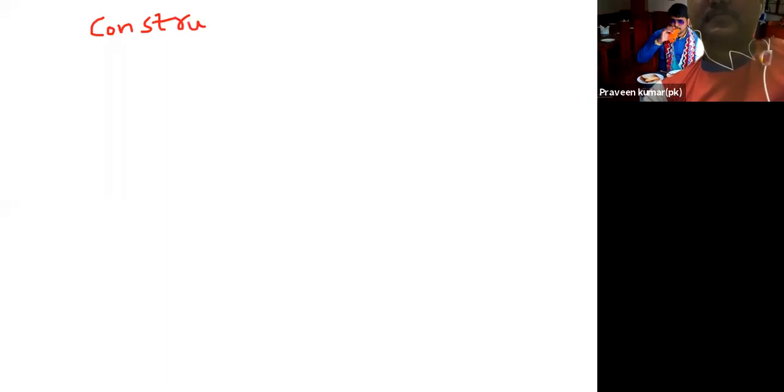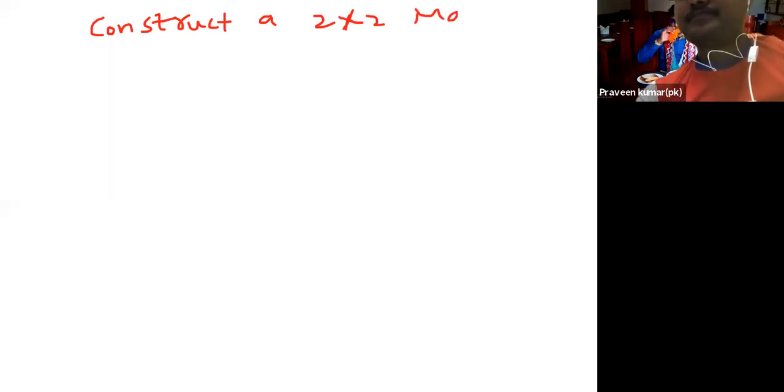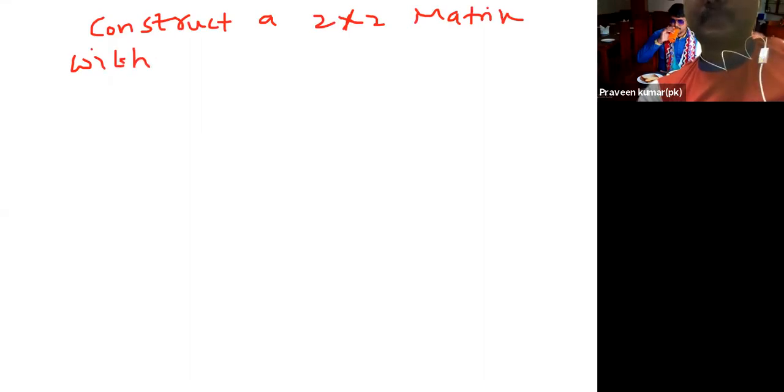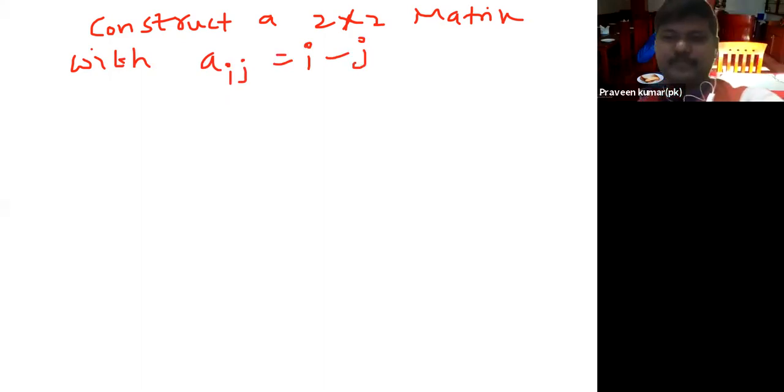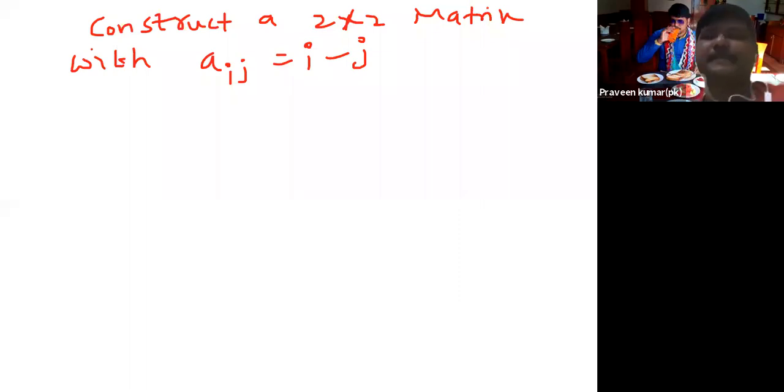Construct a 2 by 2 matrix with Aij is equal to i minus j.